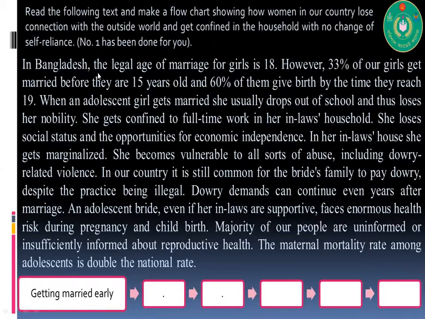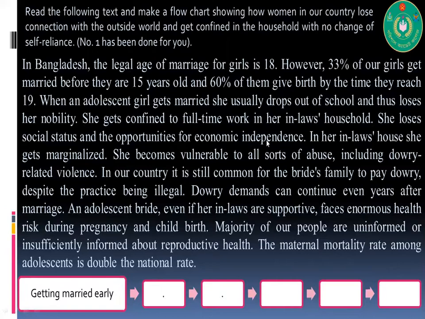In Bangladesh, the legal age of marriage for girls is 18. However, 30% of girls get married before they are 15 years old, and 60% of them give birth by the time they reach 19. When an adolescent girl gets married, she usually drops out of school and thus loses her mobility. She gets confined to full-time work in her in-laws' household. She loses social status and opportunities for economic independence.